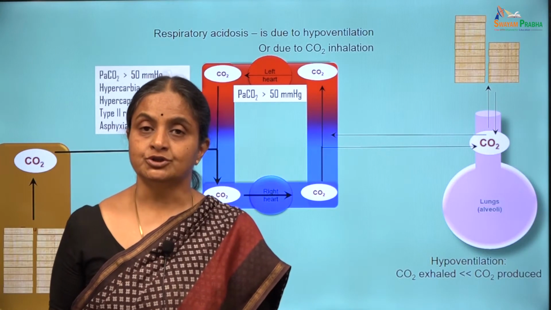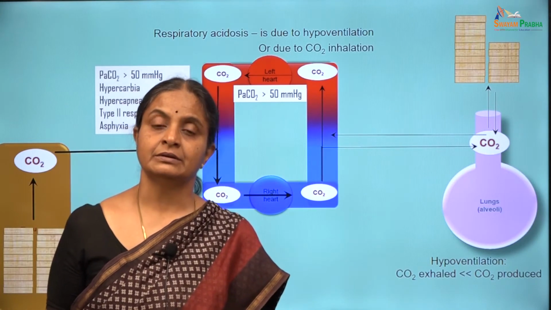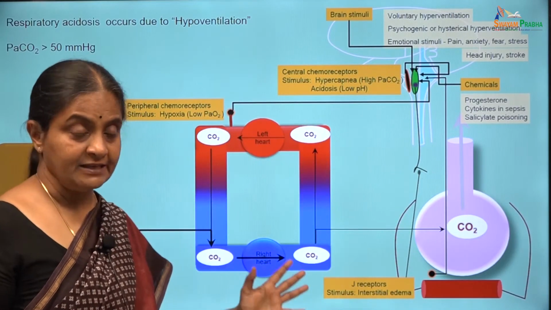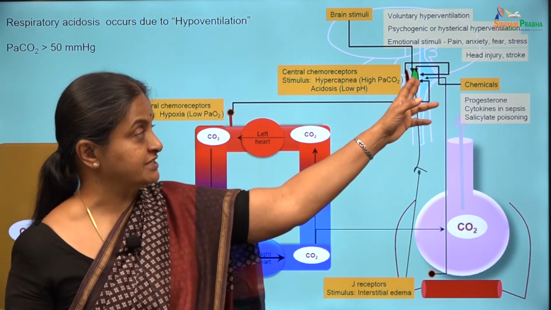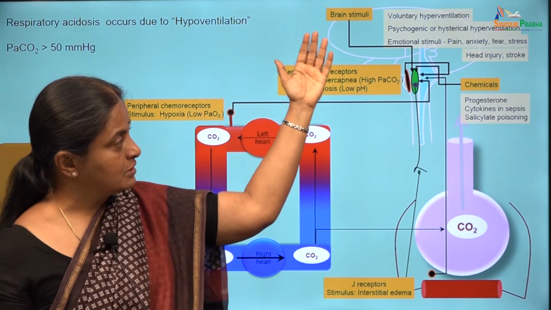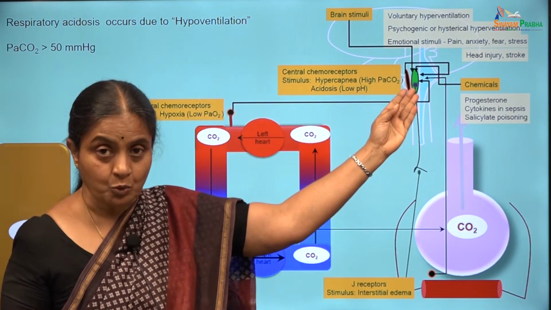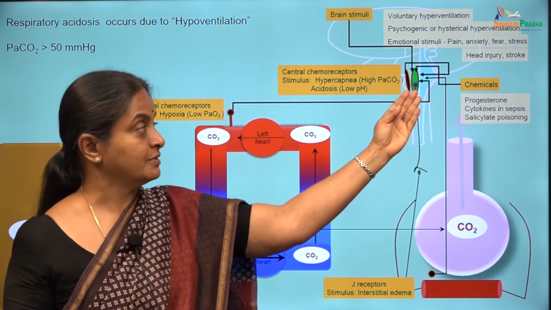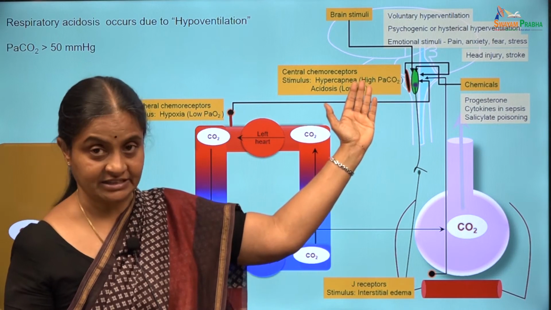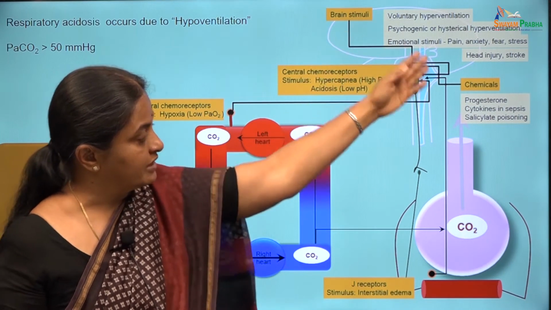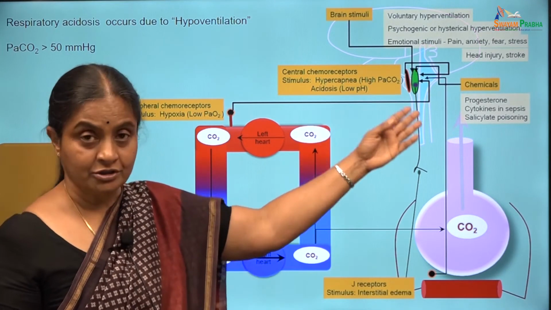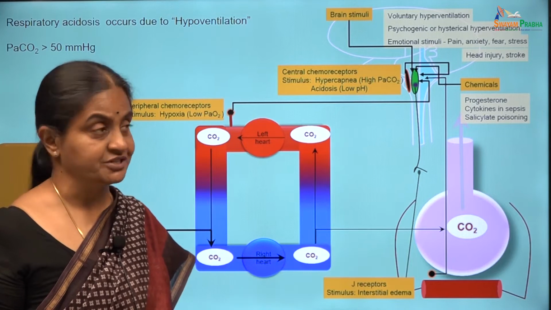Let us move on to causes of respiratory acidosis. We have seen earlier that these are all stimuli which can act on the respiratory center. In respiratory acidosis, the respiratory center does not work as well as it should. It does not respond to an increase in carbon dioxide. That is why there is respiratory acidosis. We can now remove all those stimuli. We will not be considering them. They are not going to induce respiratory acidosis.